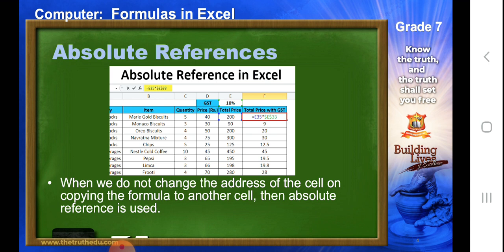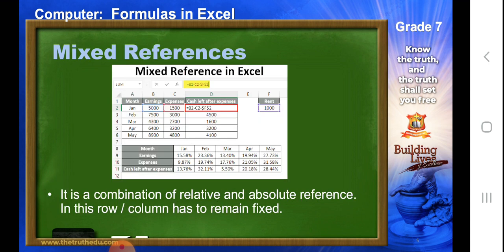This means we are not changing the address of the cell on copying the formula to another cell, and then it is called the absolute reference. Now how do we use that? To use this, we click on the cell, first total we are going to take it out, and then we drag the plus sign handle to the last option. The moment we take it to the last option, you will find all the marks automatically getting filled there. This is called the absolute reference.